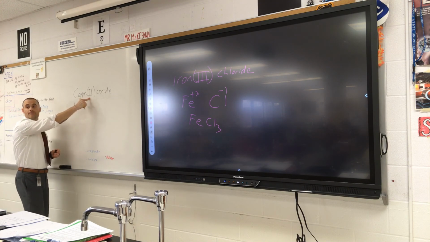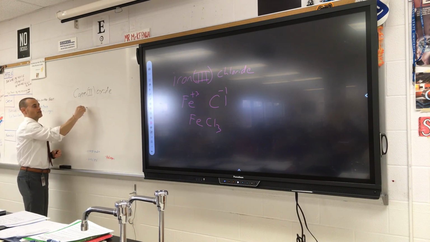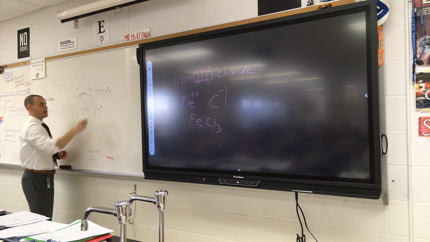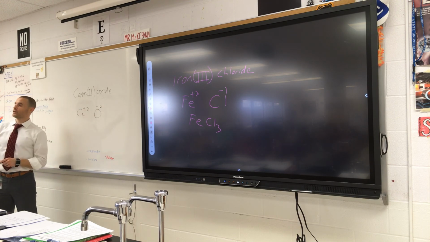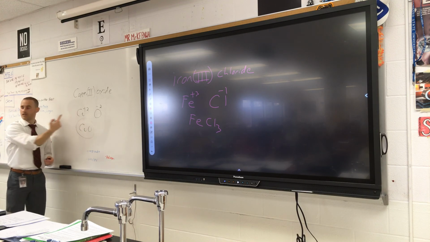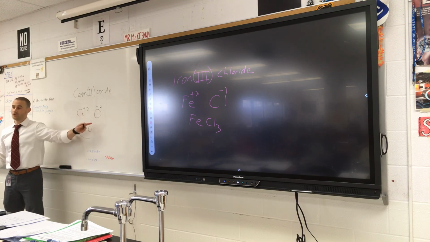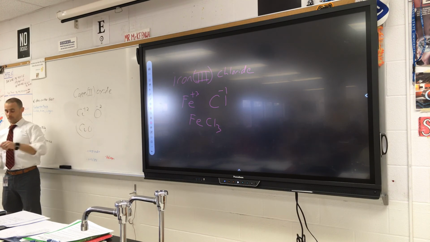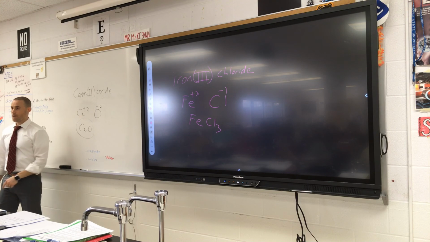What's this mean? Cu is +2. What's oxygen? -2. Here's where the crisscross rule will fail you. It's not 2 and 2. It's just 1 and 1. I only need one of each. It already adds up to 0. I don't need subscripts. I don't really use the crisscross rule, because that's not a good idea here.